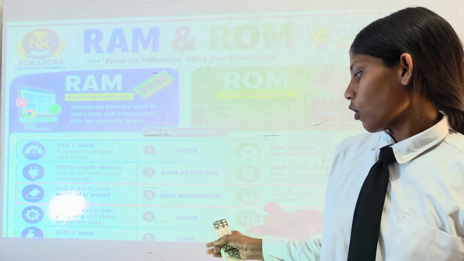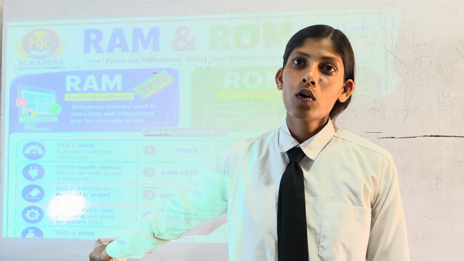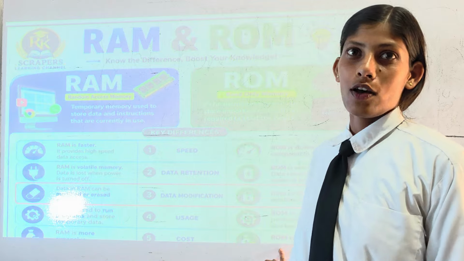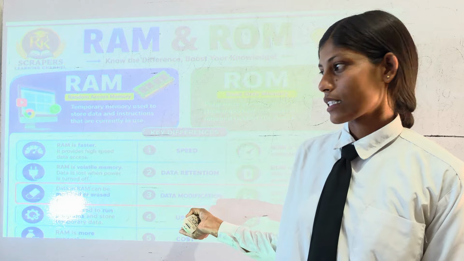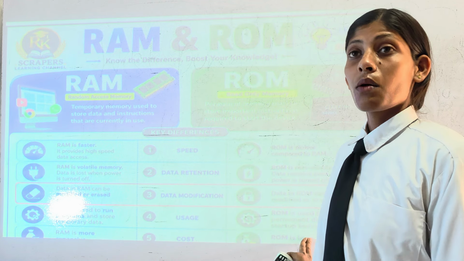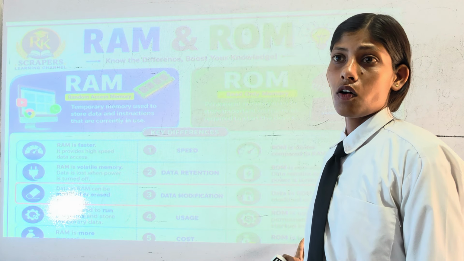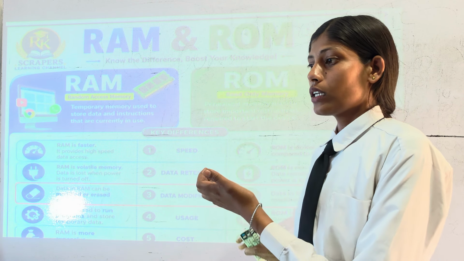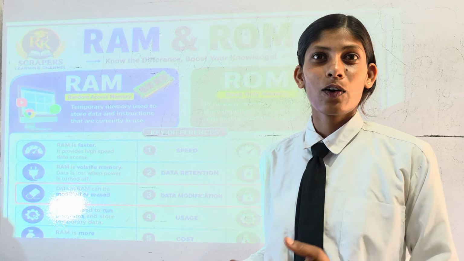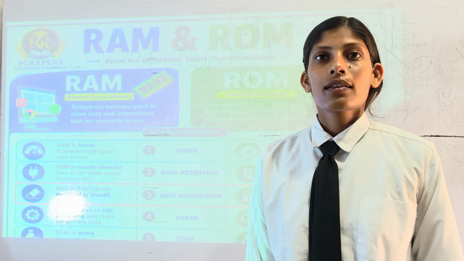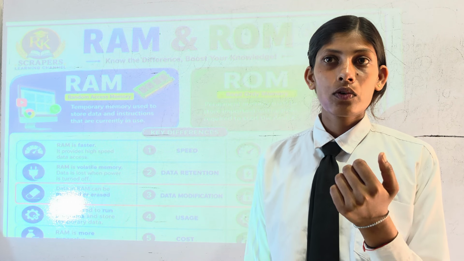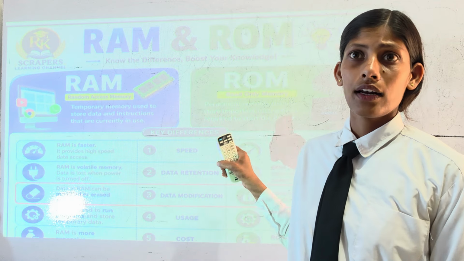The last thing is cost. RAM is more costly than ROM because it works in our present time. That's why it is more important than ROM. But ROM is also important because it helps to store our files and information for a long time. So that was the part of our computer, and those were the basic things of our computer.